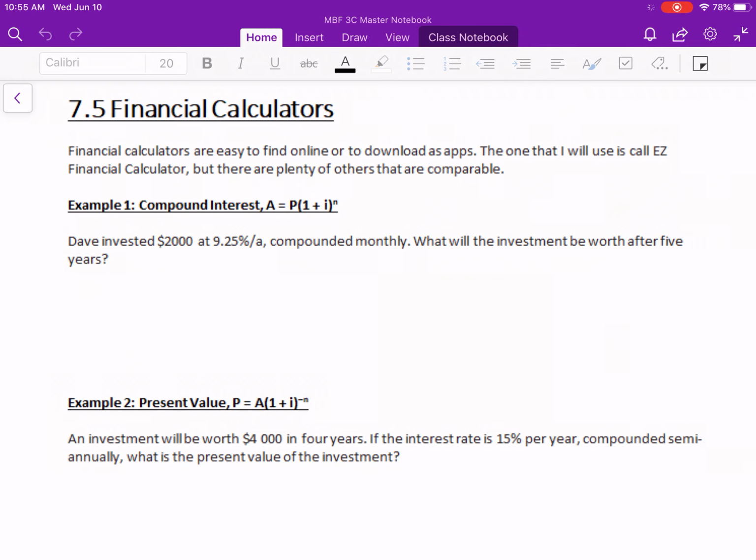Hey guys, in this lesson we're going to continue working on financial applications for math. This one's going to be all about using technology though. So we're going to use what's called financial calculators. And in this current time period, 2020, you guys have got a lot of options.